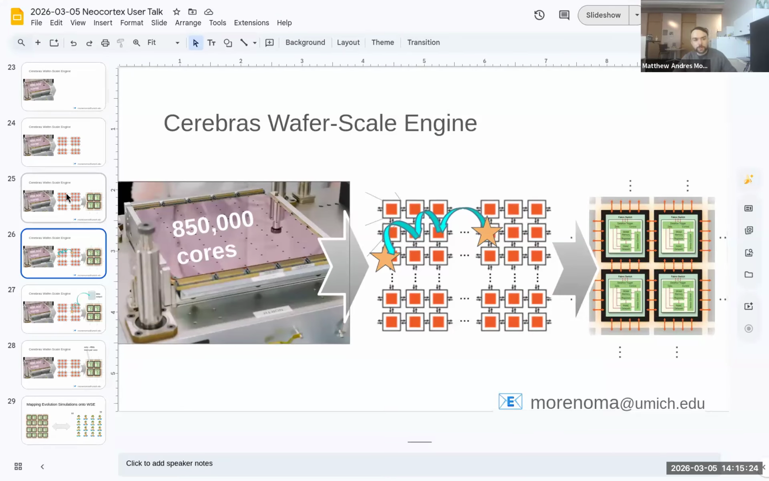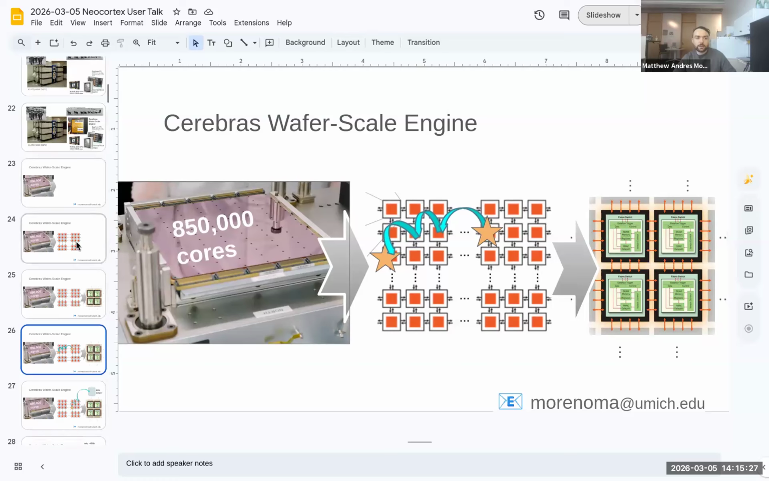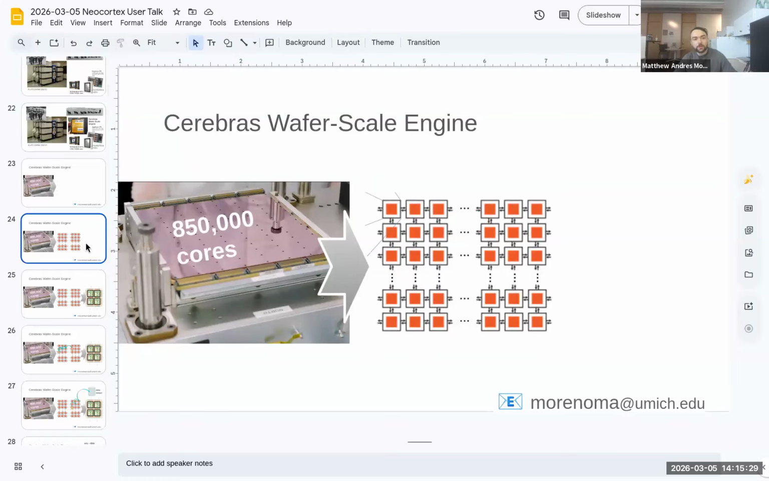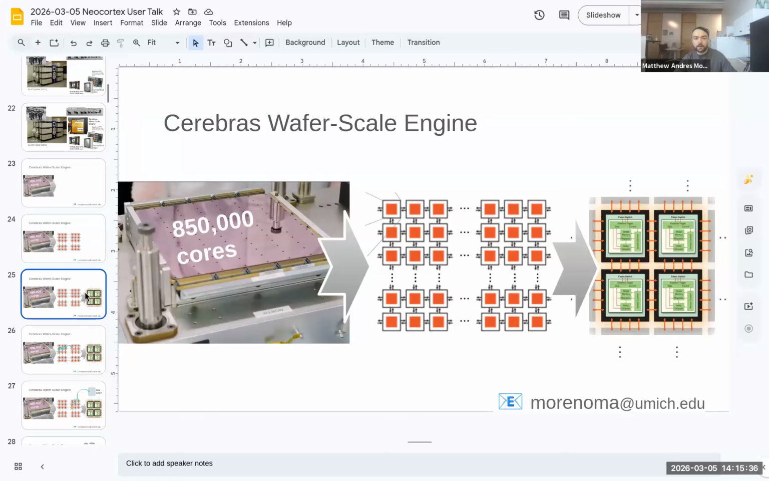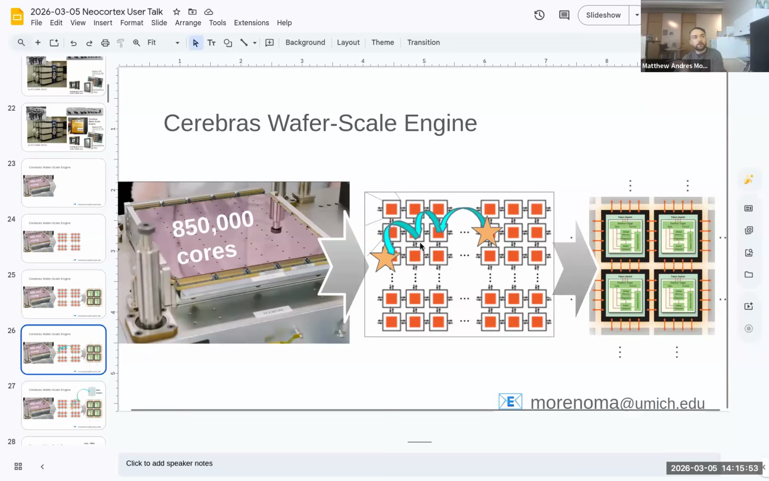So the Cerebras Wafer-Scale Engine is an 850,000 processor chip with the subprocessors arranged in a grid topology. And it has local connectivity and communication patterns where processors can communicate with each other with low latency between neighbors on the grid. But if you want to send a message between spatially distant processors, it has to hop across the grid.